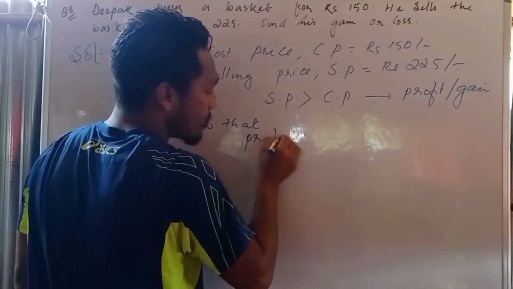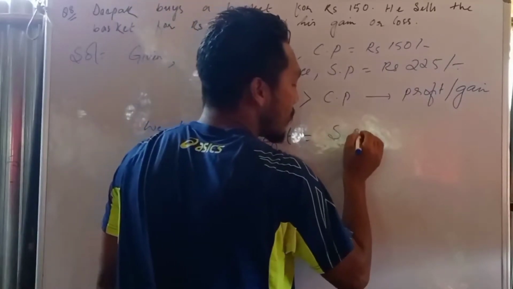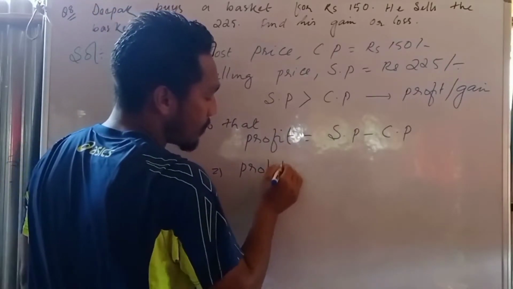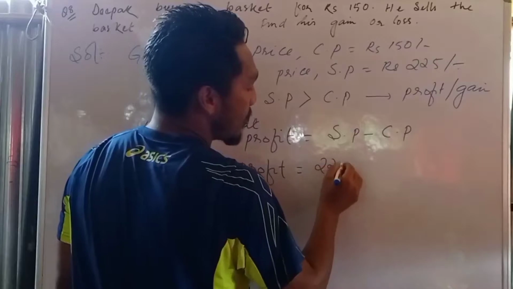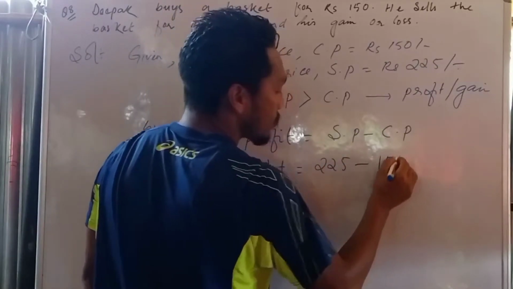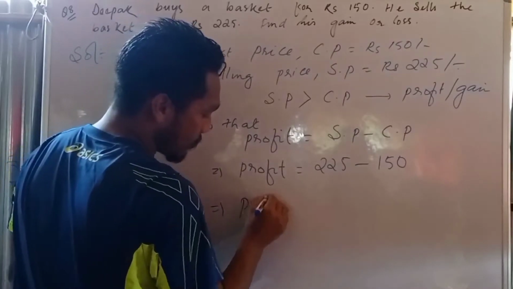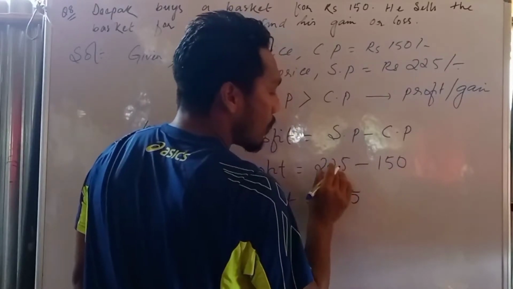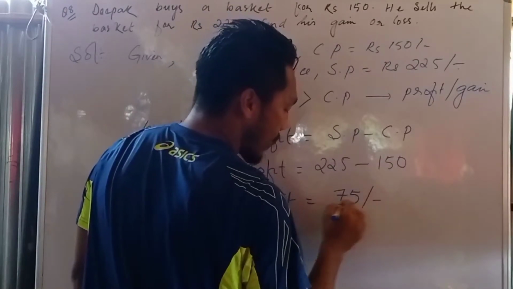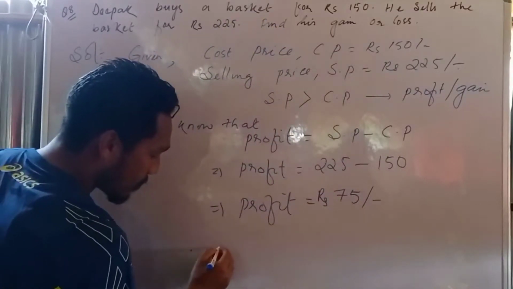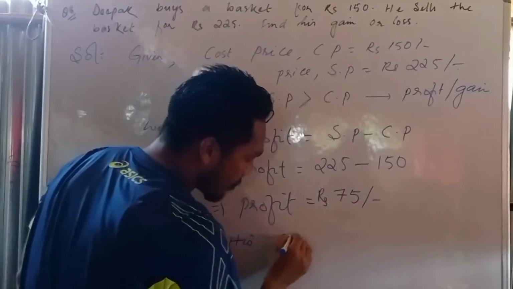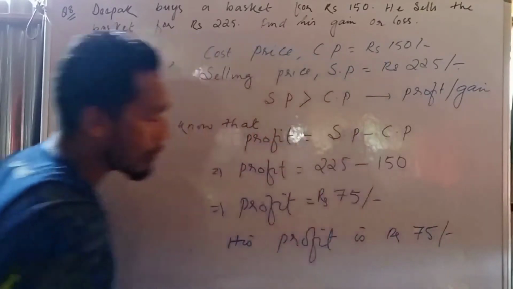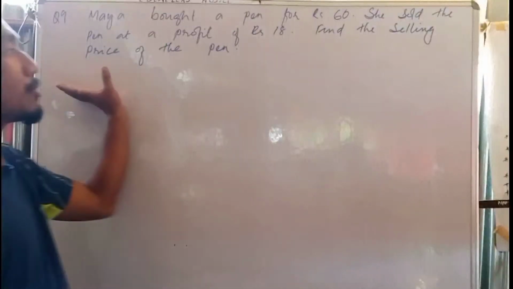So here we know that profit or gain, you can write, profit is equal to SP minus CP, that is selling price minus cost price, which implies profit is equal to SP, given 225, minus CP, given 150. If I subtract this, 225 minus 150, it is 75. So what is the answer? Rupees 75. Therefore his profit is rupees 75.